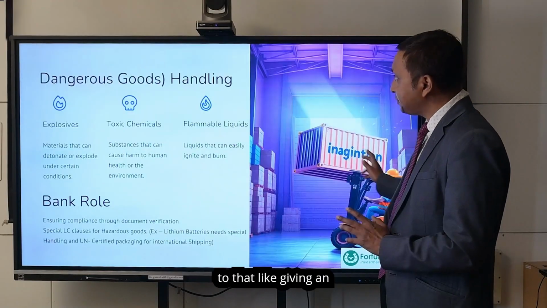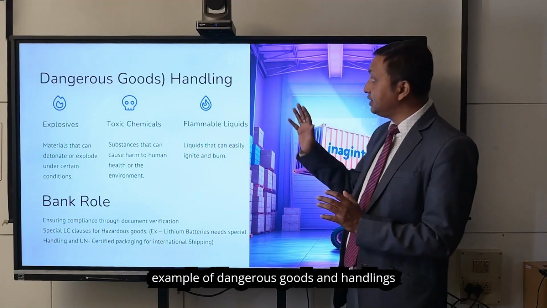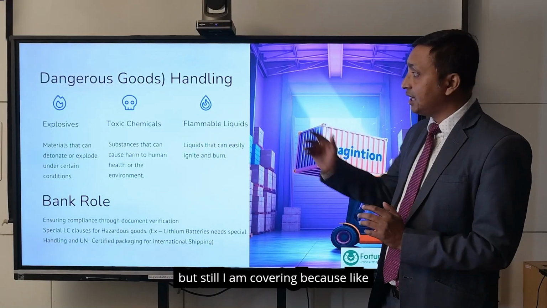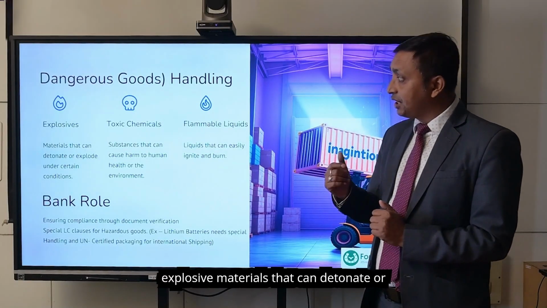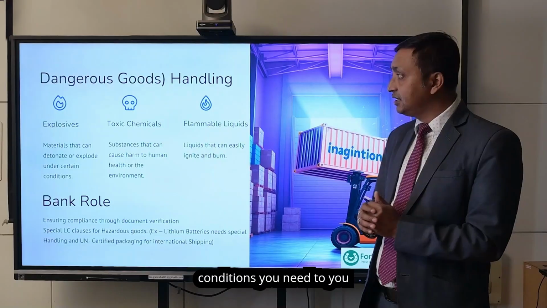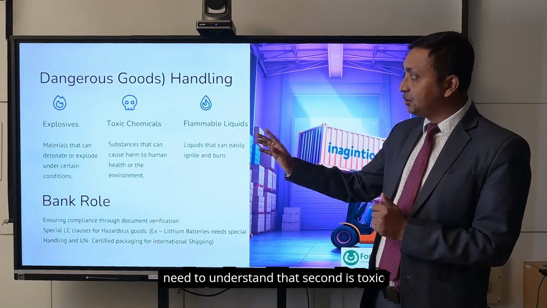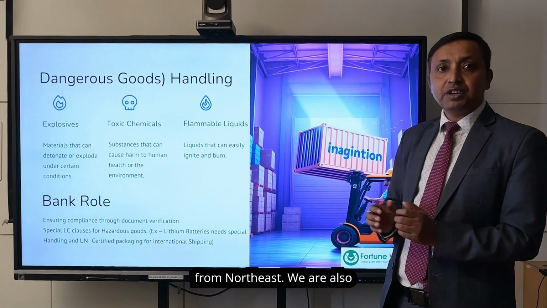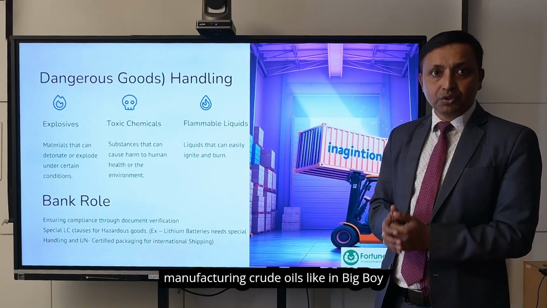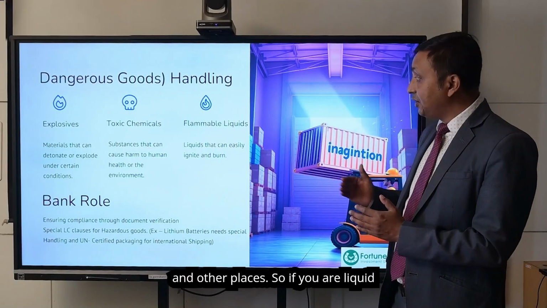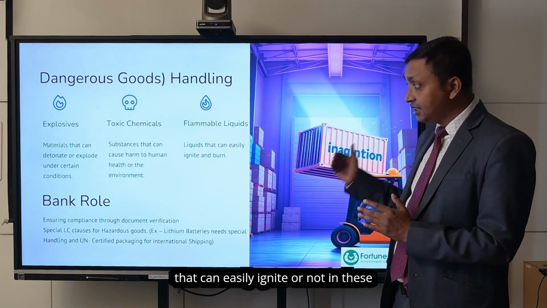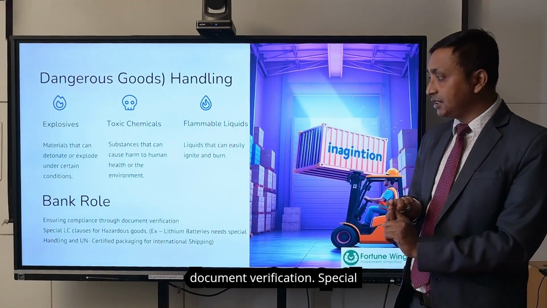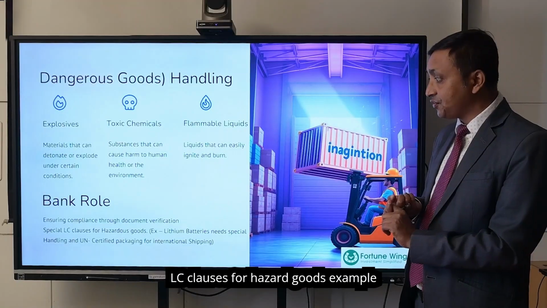I'm coming to that, giving an example of dangerous goods and handling. Though for the Northeast it is not specific, I'm still covering it, because of explosive materials that can detonate or explode under certain conditions. In those conditions, you need to understand. Then second is toxic chemicals or maybe inflammable liquids. From the Northeast, we are also producing crude oil, in Digboy and other places. So if you have a liquid that can easily ignite, in these conditions bank rules are important, because they ensure compliance through document verification and special LC clauses for hazardous goods.